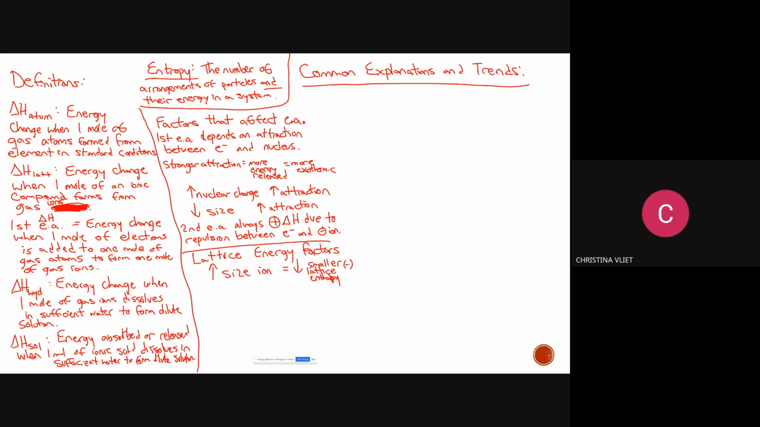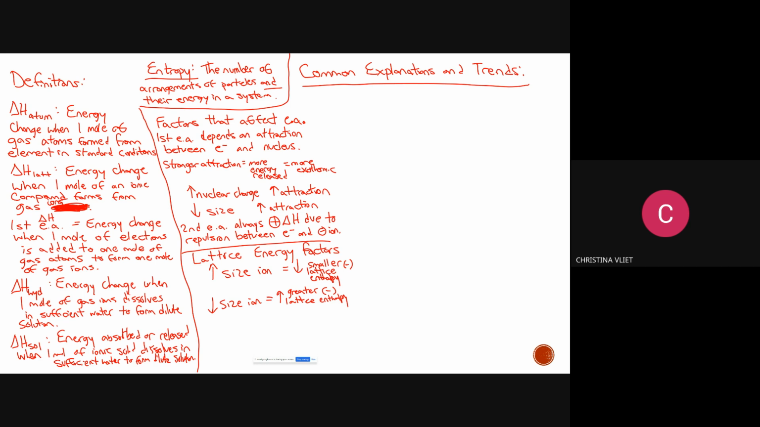Conversely, if I have a very small ion, it's going to release a lot more energy because smaller size means greater attraction. Smaller size, greater attraction, greater energy released. So greater size ion is smaller lattice enthalpy. Smaller size ion, they're inversely proportional, is greater negative lattice enthalpy. Enthalpy and energy, remember, are used synonymously.